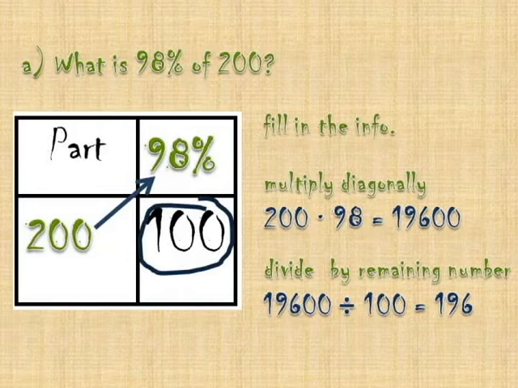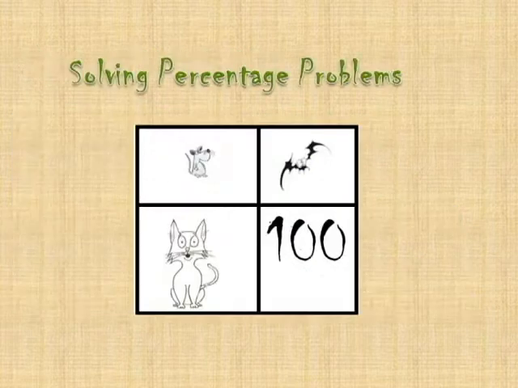So now I have the answer to the first problem, and I go back to the question to review it and make sure that I really did answer the question. The question is, what is 98% of 200? Well, 98% is almost like 100%, or the entire 200. And when I look at the answer of 196, 196 is very close to 200, so it makes sense.